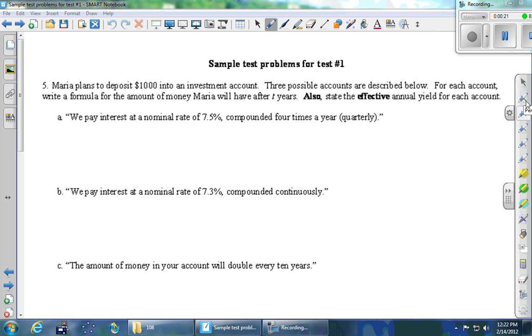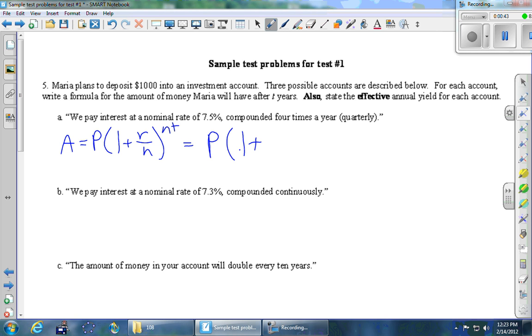Part A, we pay interest at a nominal rate of 7.5%, compounded 4 times a year, quarterly. Okay, when we see this kind of compounding, we use the formula A equals P(1 + r/n)^(nt). In this case, the principal, we'll just leave it as a P. We don't know what it is.